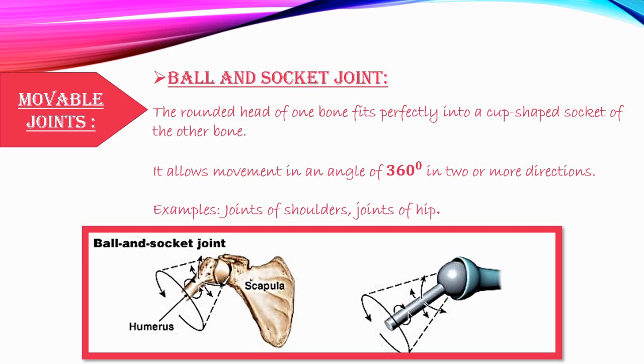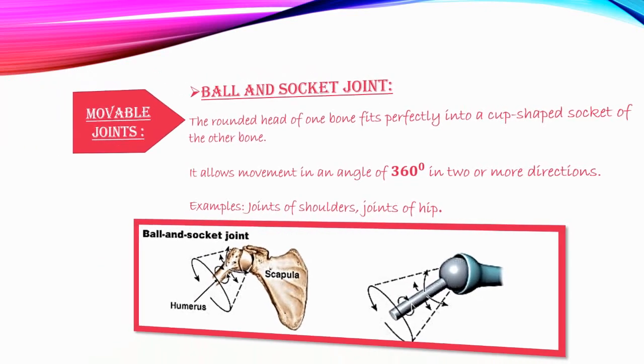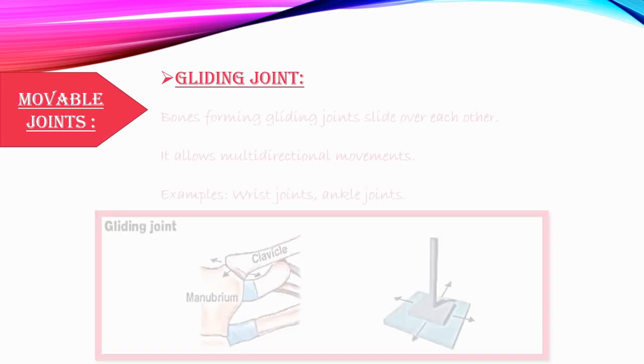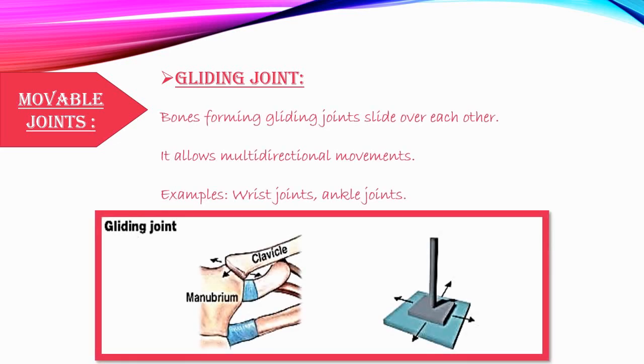Third type of movable joint is gliding joint. Bones forming gliding joints slide over each other. It allows multi-directional movements. For example, wrist joints, ankle joints.